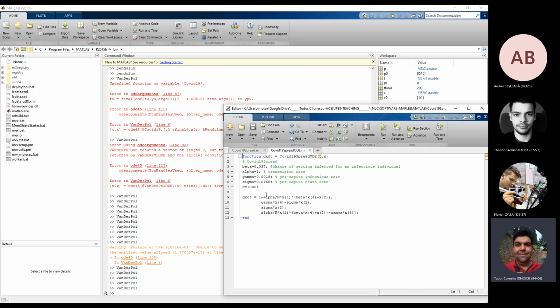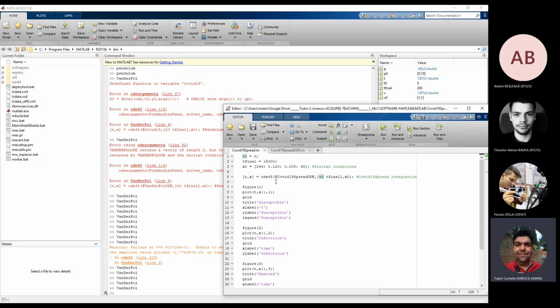So all the coefficients. Population is 1,000. Per capita death rate, infection rate, transmission rate. Beta is the chance of getting infected. So the incidence rate, sort of, it's a small incidence rate, keep in mind. And this is how to simulate it.